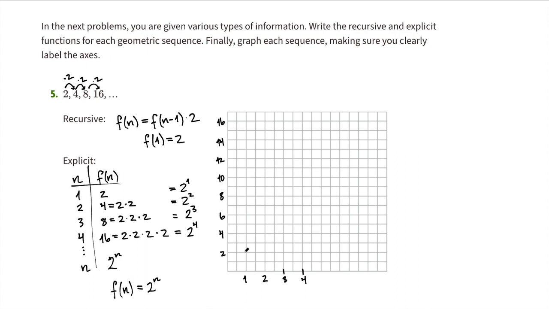So the first term was 2. The second term was 4. The third term was 8. And the fourth term was 16. So there is our plot of the different terms of the sequence.